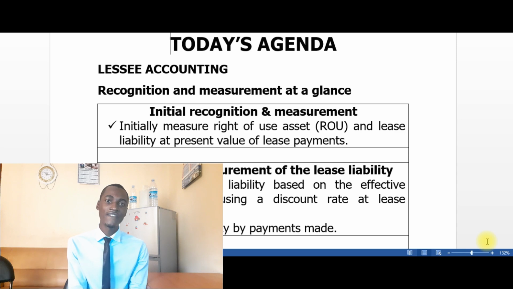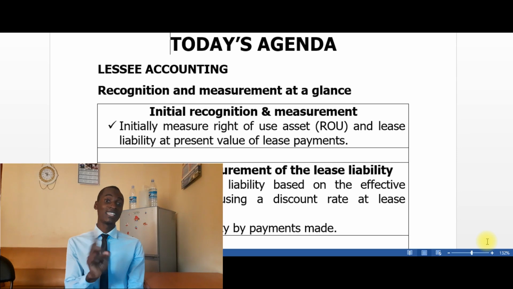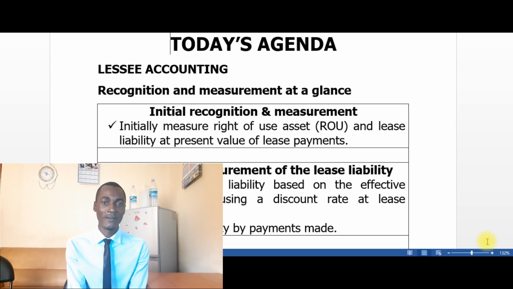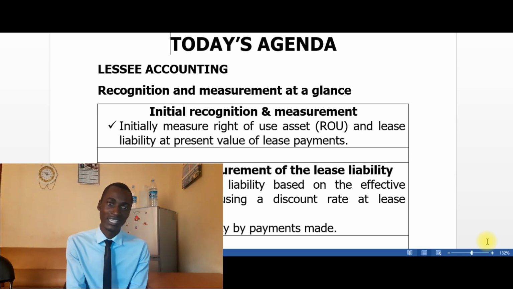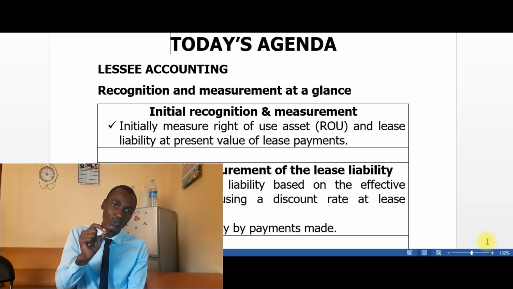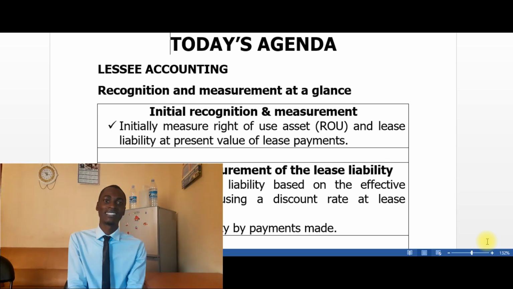However, in IFRS 16, in the books of the lessee, there is no classifying the lease as a finance or an operating lease. So under lessee accounting, IFRS 16 completely abolishes the classification of a lease as a finance or an operating lease. As long as the contract contains a lease, the lessee is required to recognize what we call the right of use asset and the lease liability.